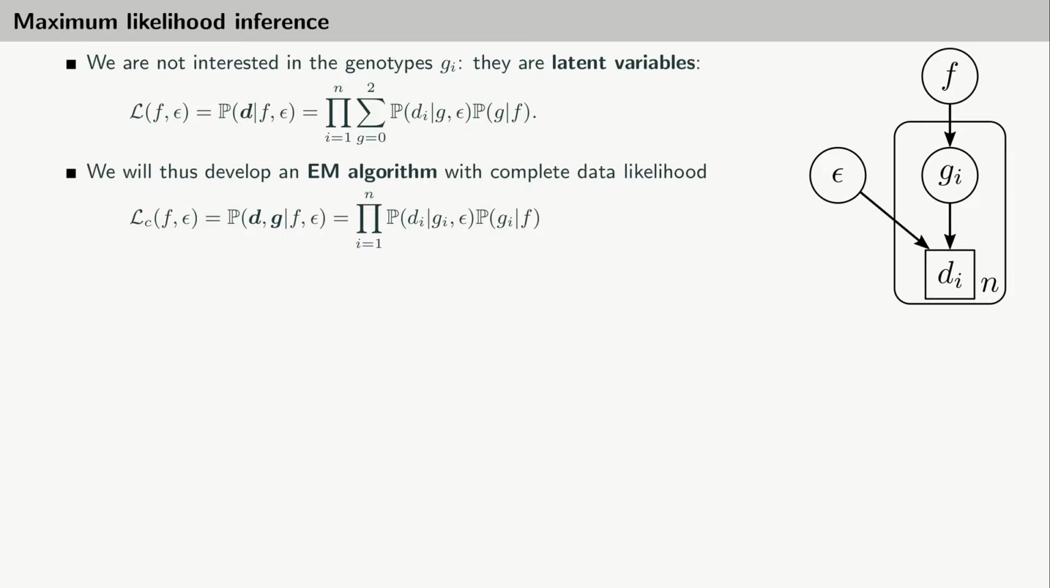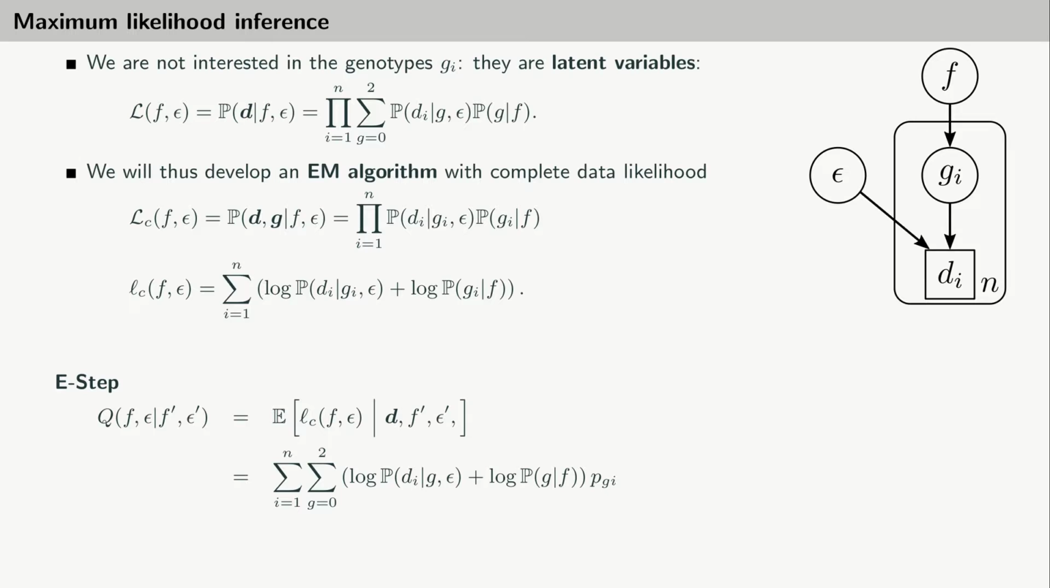The complete data likelihood is of a simpler form. It is simply the product across all individuals of the probability of the data given the now known genotype gi of that individual times the probability of that genotype given f. We can take the log of that likelihood to define the log complete data likelihood lc(f, epsilon), and that just becomes the sum across individuals of the log of the probability of the data given the genotype of that individual and epsilon plus the log of the probability of the genotype given f.